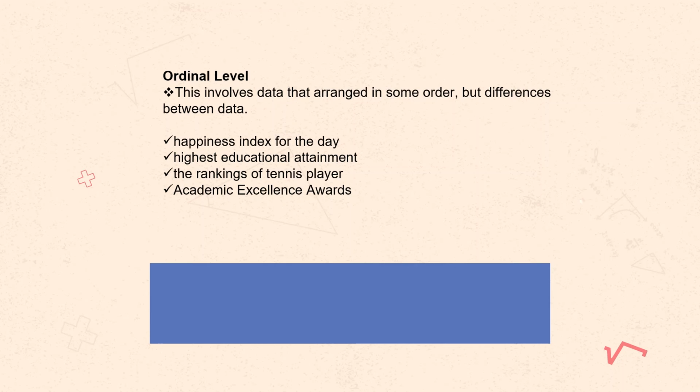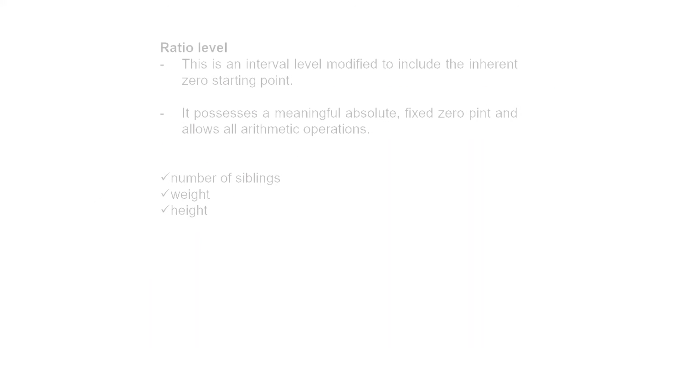For the ordinal level, this involves data arranged in some order but without meaningful differences between data. For example, happiness index for the day, highest educational attainment, the ranking of tennis players, and the academic excellence awards.